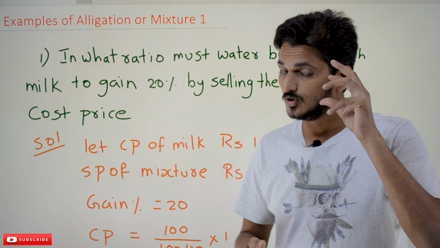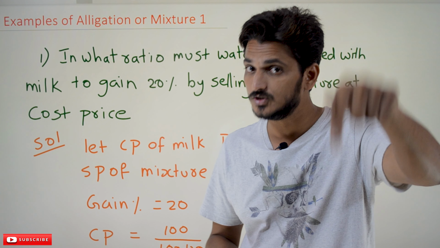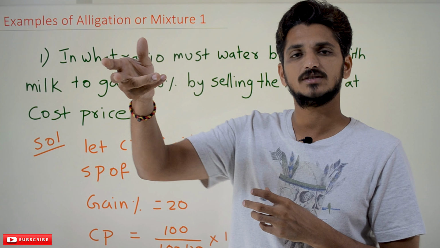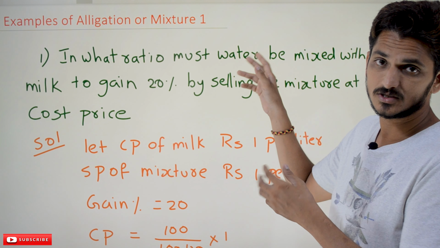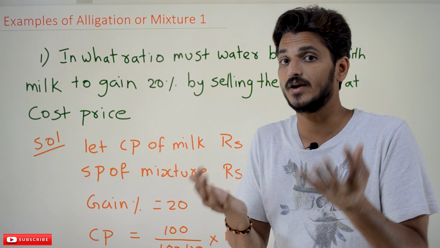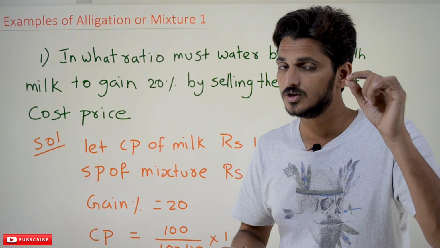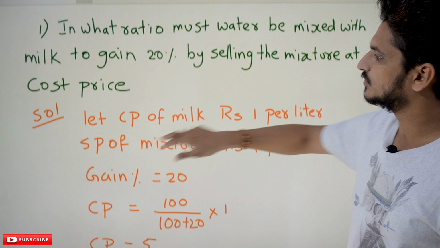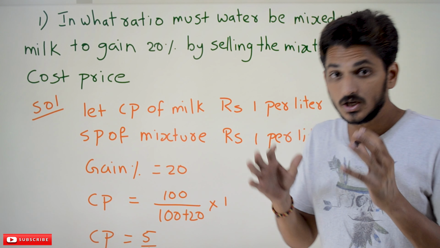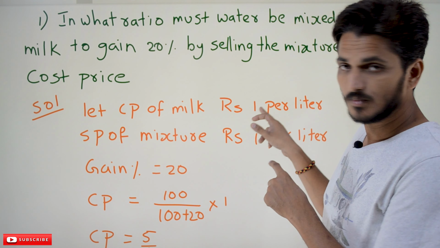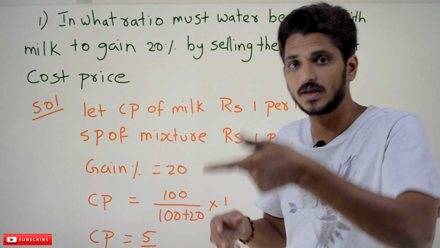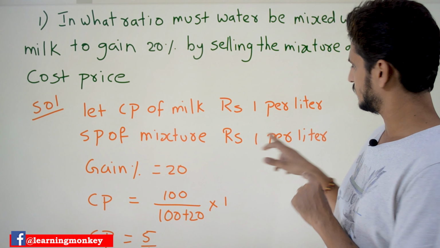See, the point you have to remember whenever we discuss ratios: if you are identifying ratios, whatever the cost price is, you can assume the cost price is 100 rupees, or you can assume it is 200 rupees. Ratio will not get affected. So this point you have to get into your mind. That's why we are going to assume that the cost price of milk is rupees 1 per liter. This 1 liter of milk is mixed with some water. That mixture has to be sold for the cost price, meaning the selling price of the mixture is rupees 1 per liter.